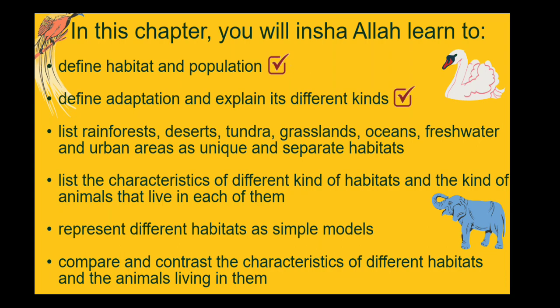The first one is list rainforests, deserts, tundra, grasslands, oceans, freshwater, and urban areas as unique and separate habitats. List the characteristics of different kinds of habitat and the kind of animals that live in each of them. Represent different habitats as simple models and compare and contrast the characteristics of different habitats and the animals living in them.